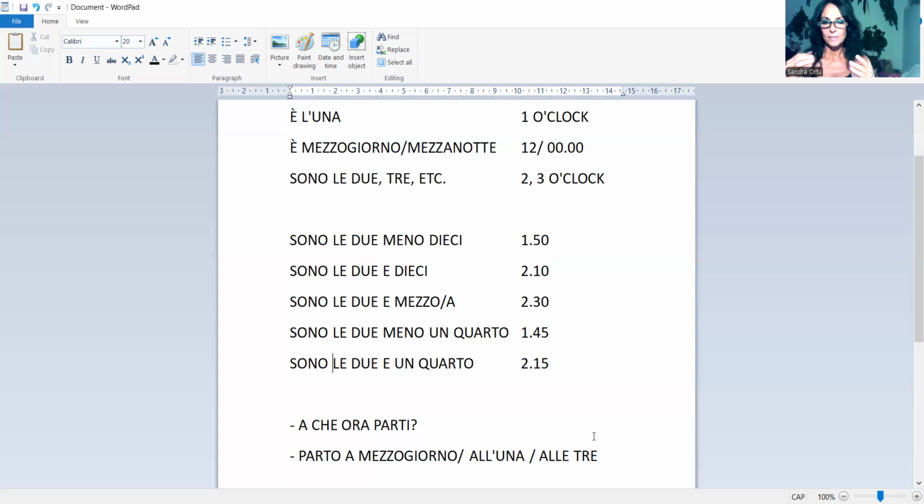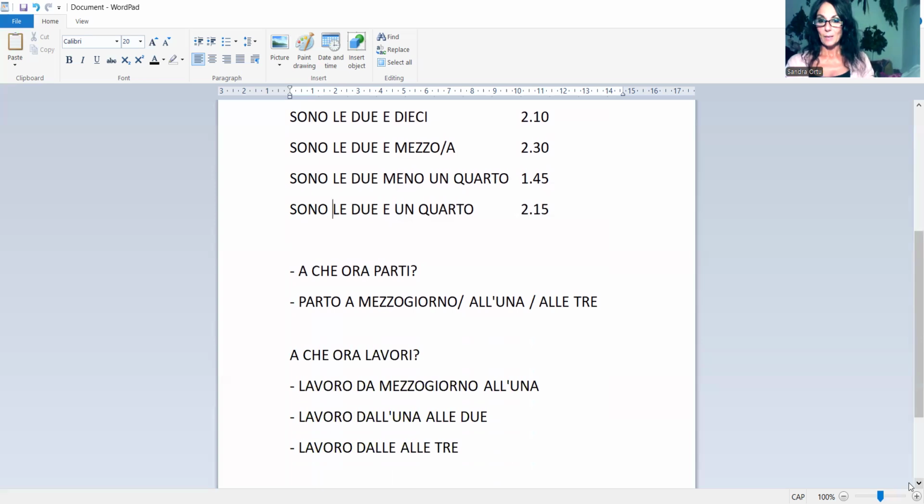So just see it like this so you know where this strange looking word is coming from, but don't worry about the actual grammar now, worry later. So I repeat question and answer. A che ora parti? Parto a mezzogiorno. Parto all'una. Parto alle 3.